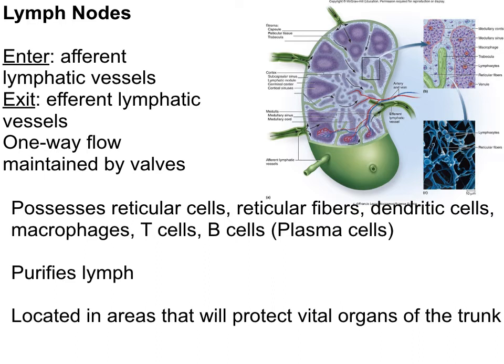You have reticular cells, which, as you just heard, are stationary APCs. They also produce reticular fibers, these highly branched interwoven proteins. These reticular fibers actually help to filter your lymph, and they provide structure to the lymph node. You have dendritic cells and macrophages, which are antigen-presenting cells, but they also perform phagocytosis, non-specific defense. And you have T cells and B cells to help provide you with immunity.